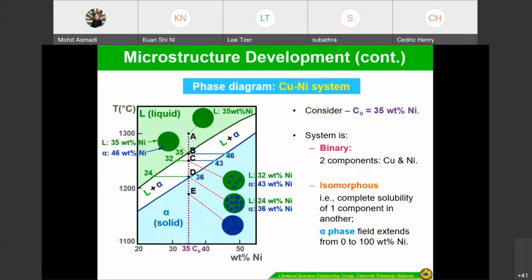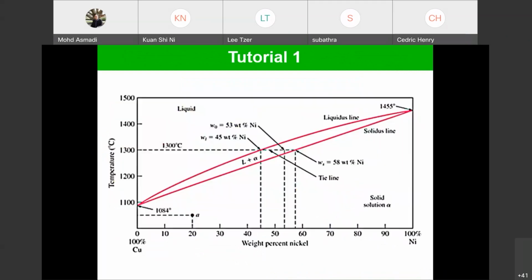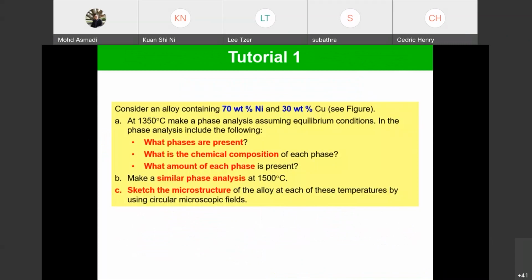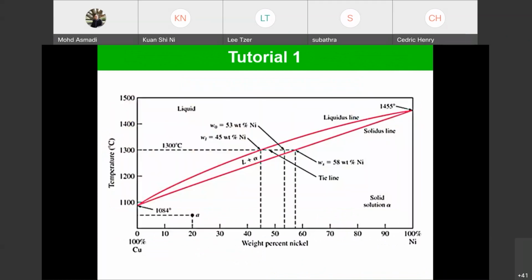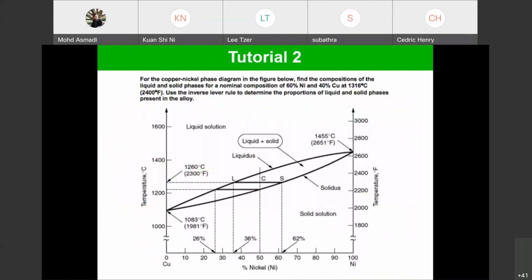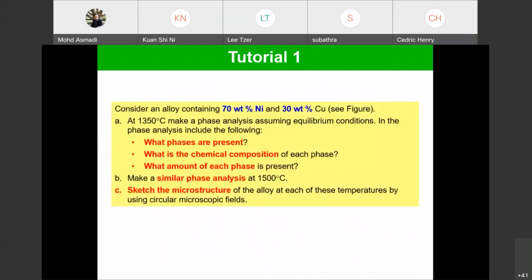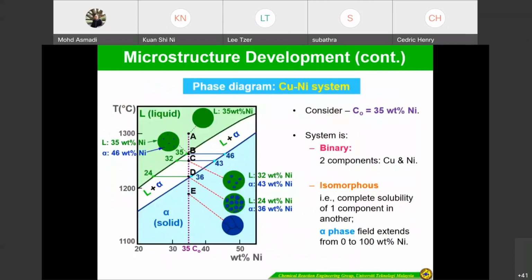Any questions? This one we will do tomorrow. You can do this first at home, and then we discuss tomorrow. Any questions about binary isomorphous, how to use the lever rules and also microstructure development? I hope that you can understand. Is it clear?